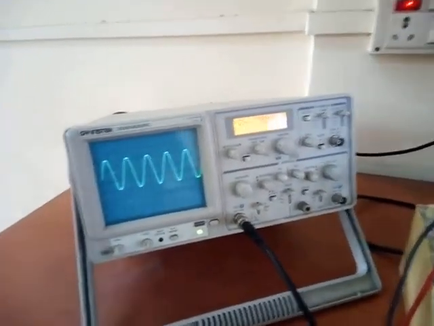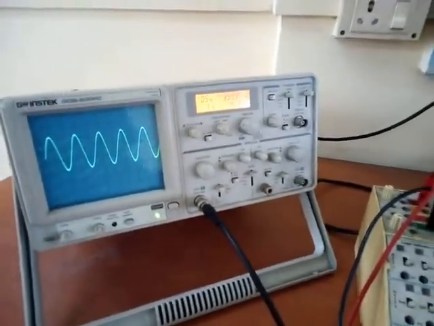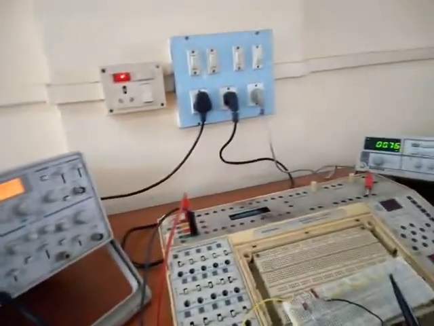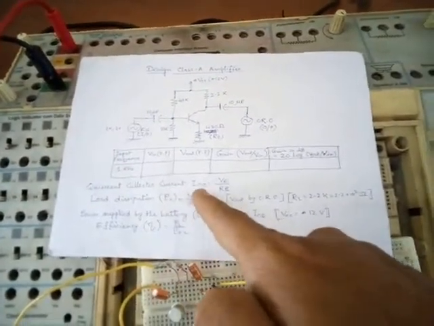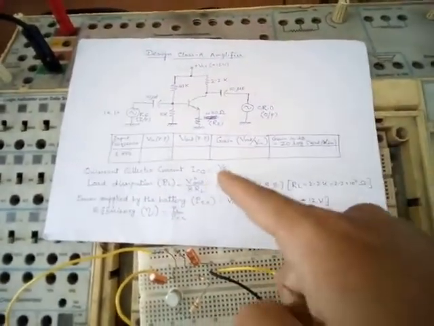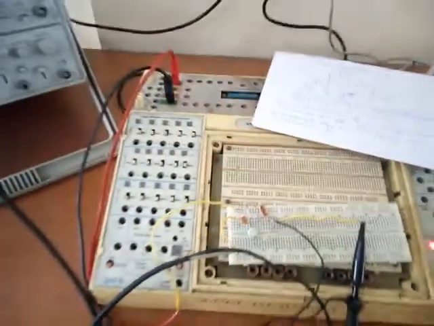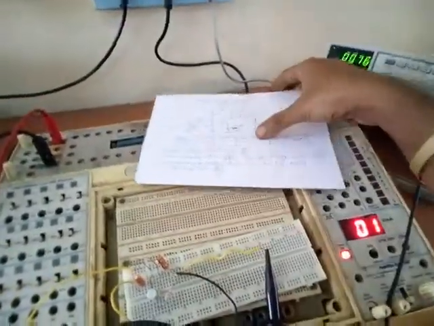Generally, the efficiency of the class A amplifier is less than 25%. Now we have to discuss the stability. There is some point, you can see it. First of all, quiescent collector current, that is ICQ. ICQ equals VE by RE. So what is the VE? VE, we have to measure from parallel to the resistor of 470 ohm.